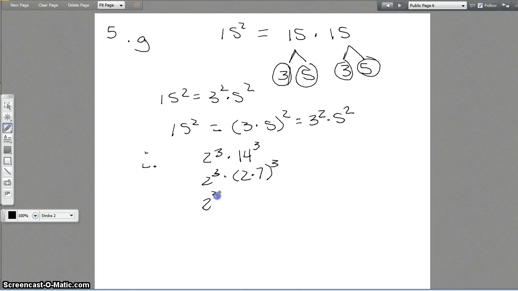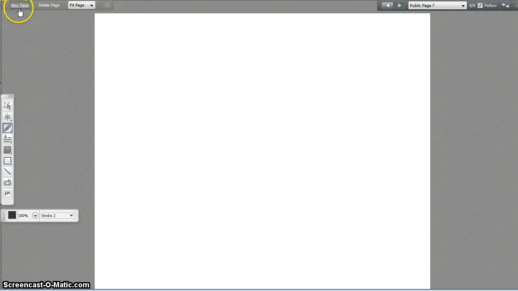So I'm going to write this as 2 cubed times 2 cubed times 7 cubed. We have 2 to the third times 2 to the third. That means we have 2 to the sixth times 7 cubed. And that's how we break down 2 cubed times 14 cubed. So that was number 5, which is just like number 10 that I assigned for homework. So we're probably only going to have time to look at one more.